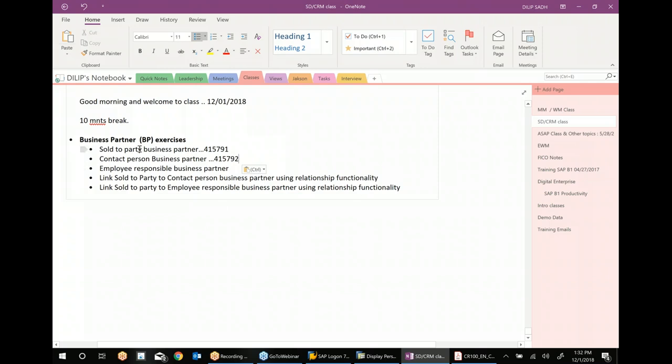Then we can create employee person. So this is sold to party. We create contact person. And then we have employee responsible. So now I want to create another exercise that is called employee responsible.